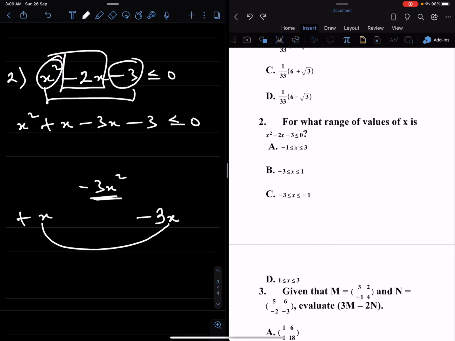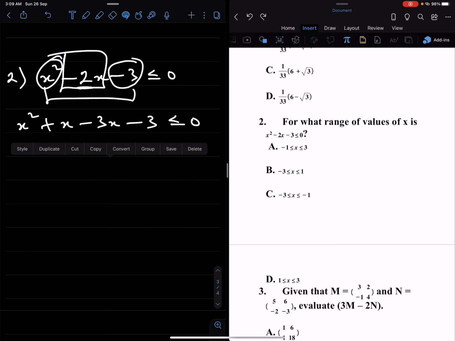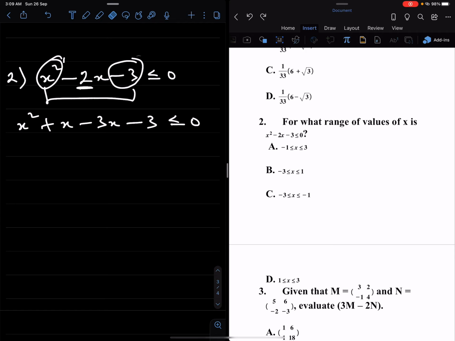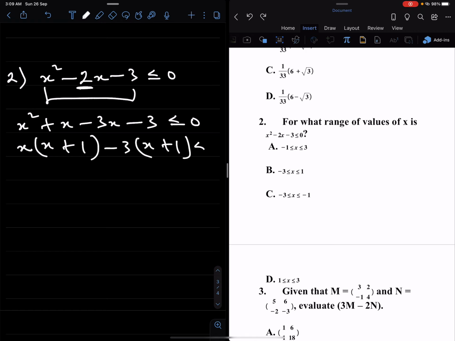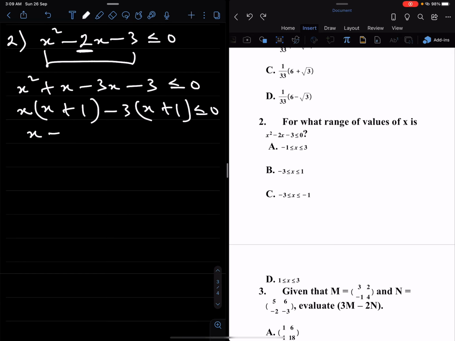x minus 3x will give us minus 2x, and x times minus 3x will give us minus 3x squared. So we replace minus 2x with x minus 3x. Now we move on. I've done that already. And then I have x into bracket x plus 1, minus 3 into bracket x plus 1, less than or equal to 0, which simply means x minus 3 times x plus 1 less than or equal to 0.